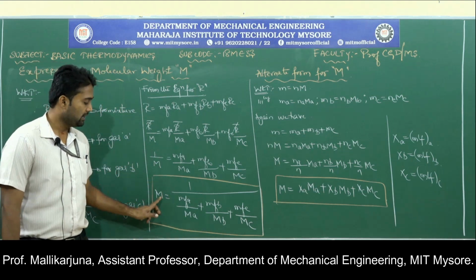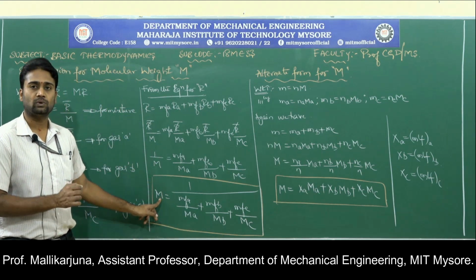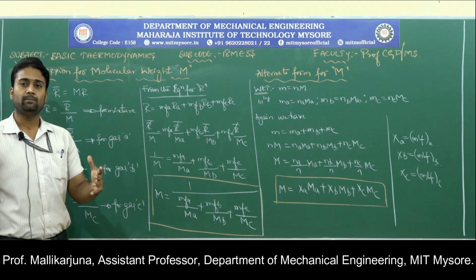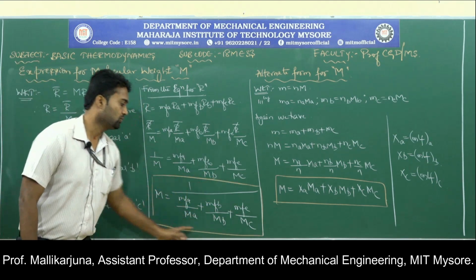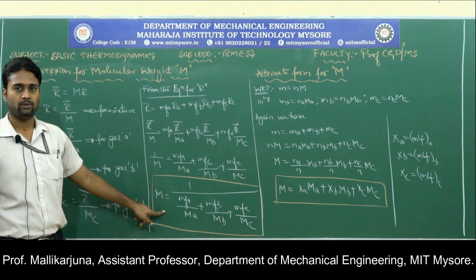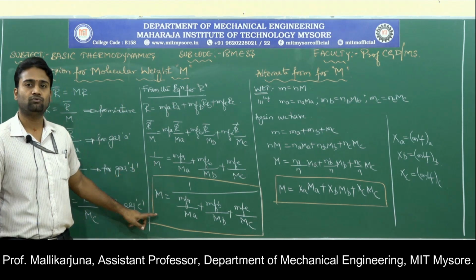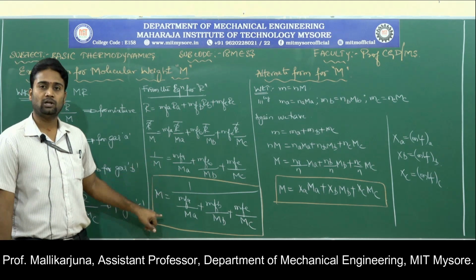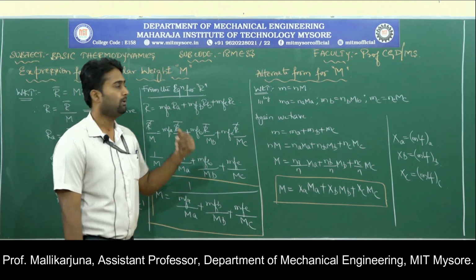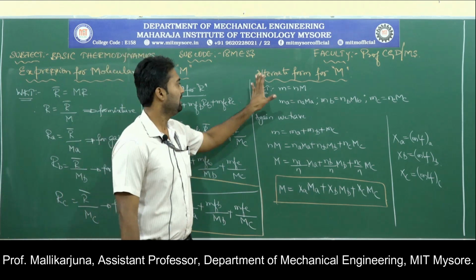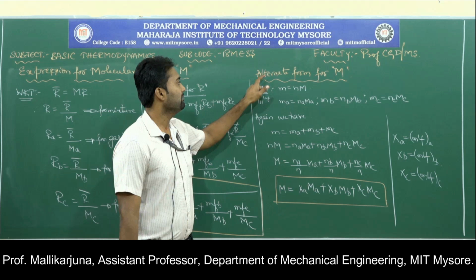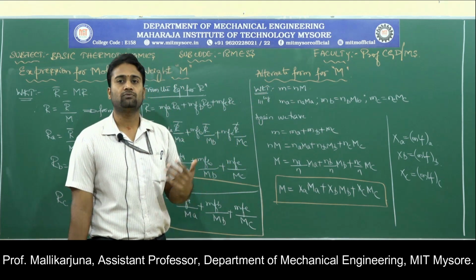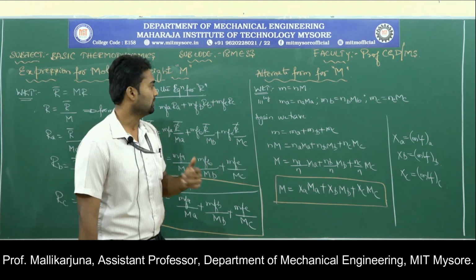So here M, I have not written any suffix. This M stands for molecular weight of the mixture. If you need the molecular weight of the mixture, then you should make use of this final form. So this is one such expression to find the molecular weight of a given mixture. The same molecular weight of the mixture can also be found by making use of the other expression. I have written that over here. It is the alternate form for M, I mean the alternate expression for molecular weight of the mixture.